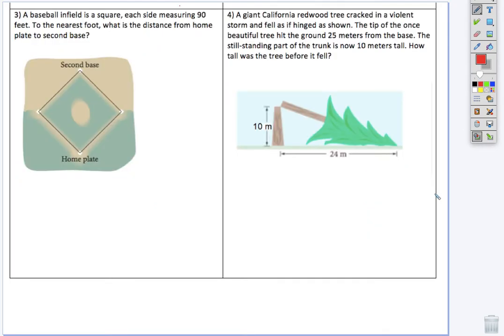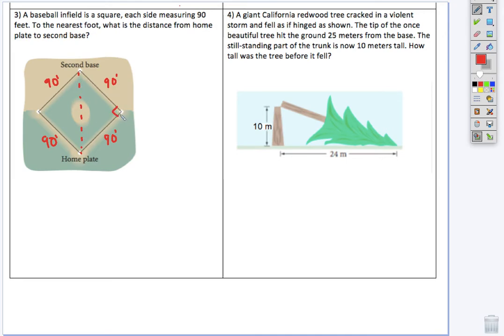A baseball infield is a square, each side measuring 90 feet. To the nearest foot, what's the distance from home plate to second base? So first, it says each side of the square is 90 feet. And then we want to know the distance from home to second. So we want to know this diagonal.